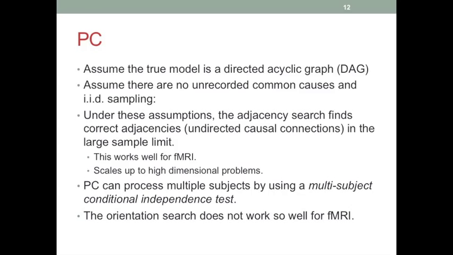So how can you avoid these problems? Well, one way to avoid these problems is to run the PC algorithm, which assumes that the true model is a directed acyclic graph, assumes there are no unrecorded common causes, and that you have i.i.d. sampling. And under these assumptions, it finds an adjacency graph with correct adjacencies, unlike the two previous methods. And this adjacency method works well for fMRI and scales up to high-dimensional problems, as we'll see. Now, you can also get orientations from this method. For fMRI, the orientations do not work very well. So it's mainly the adjacencies we're looking at for fMRI.